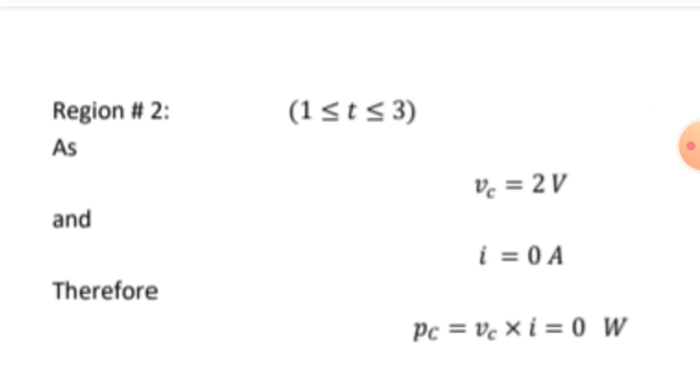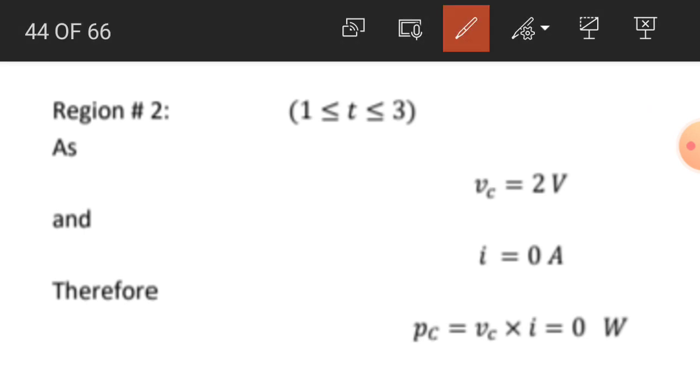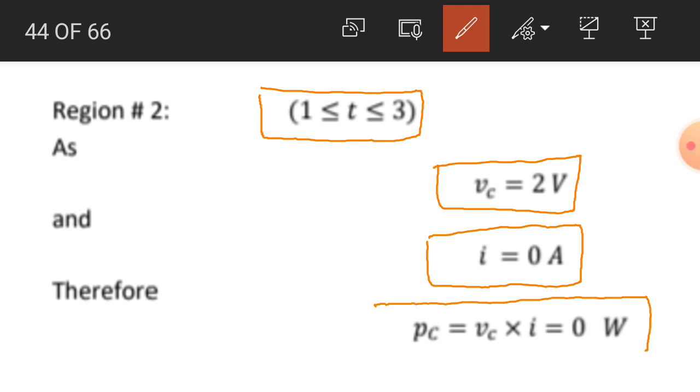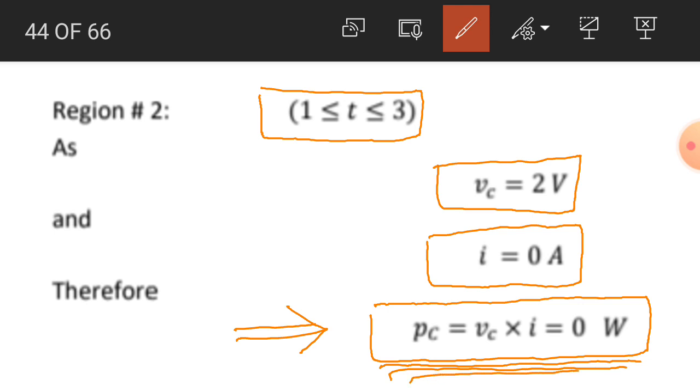Now we calculate the power in region number 2. In this region the time is changing from 1 to 3. The voltage across the capacitor is constant, which is 2 volt. There is no current in the capacitor in region number 2, which is 0. So definitely the power taken by the capacitor in region number 2 will be 0. In this region, the capacitor does not take any power from the voltage source, so we obtain 0 watt.